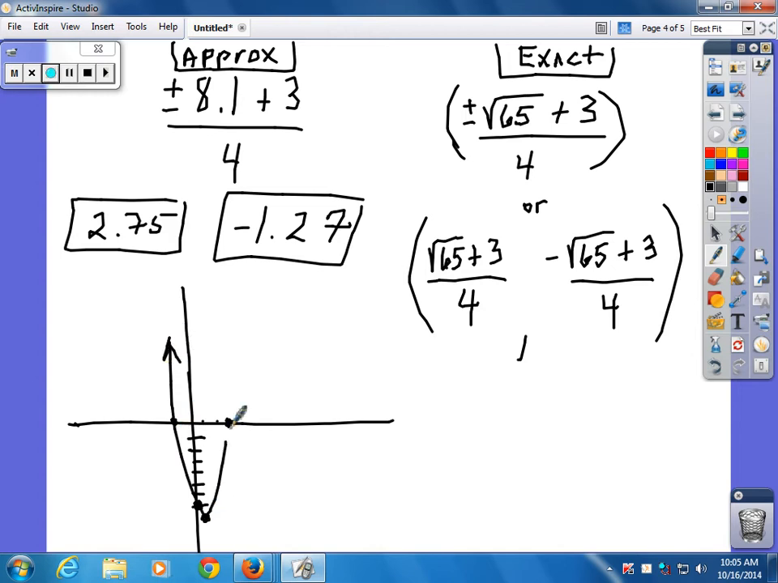Why is it skinny? Because of the 2. And you feel good about yourself. All real numbers. Negative 8.18 or 8.18 to infinity is your range. Decreasing from negative infinity to 3/4. Increasing from 3/4 to positive infinity.